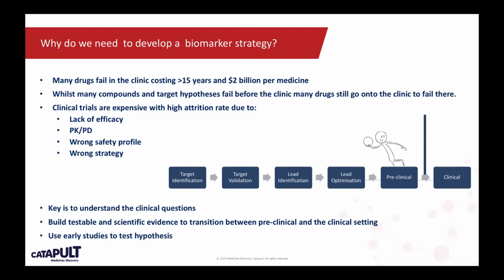If you're treating the wrong patients with that drug, you will find that the drug will fail in the clinic. So the key is to understand what the key clinical questions are, and build testable scientific evidence to show that you can move from the preclinical into the clinical, and that you already have some evidence that the drug potentially has a way of working. And you can use these early studies to test those hypotheses that you build in that early phase.